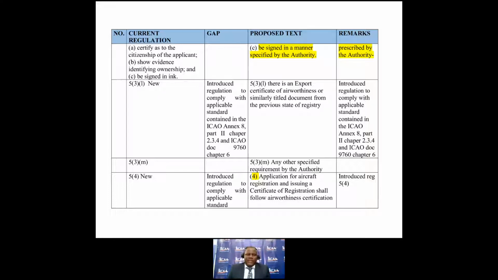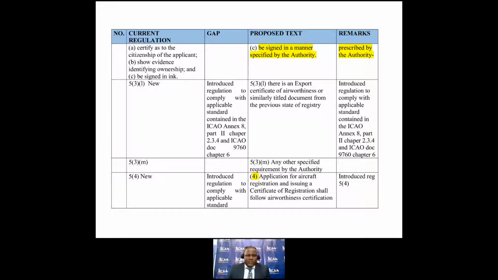Now Regulation 5.3.1 is new. We have introduced this regulation to comply with applicable standards contained in ICAO Annex 8, Part 2, Chapter 2.3.4, and ICAO Document 9760, Chapter 6. The introduction is, there is an export certificate of airworthiness or similarly titled document from the previous state of registry. We have used "or similar type of document" to take care of those states that don't issue a document called an export certificate of airworthiness.